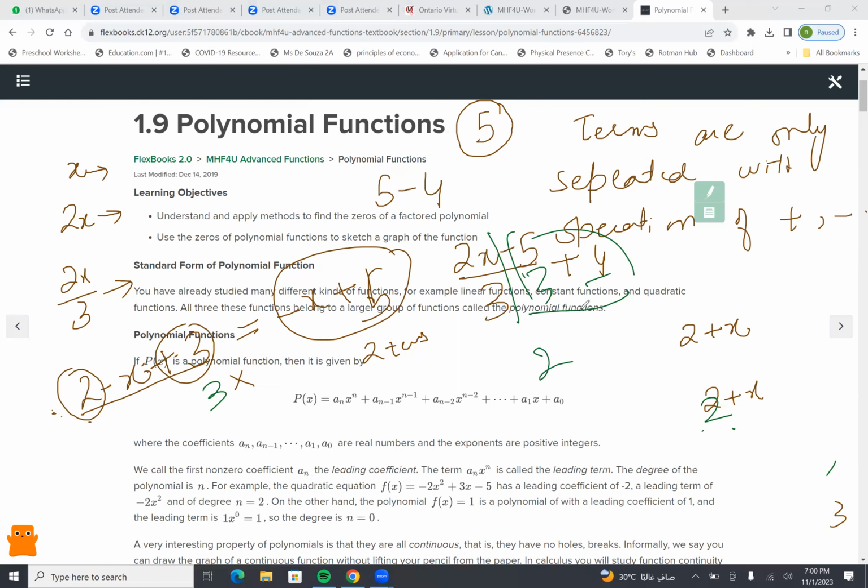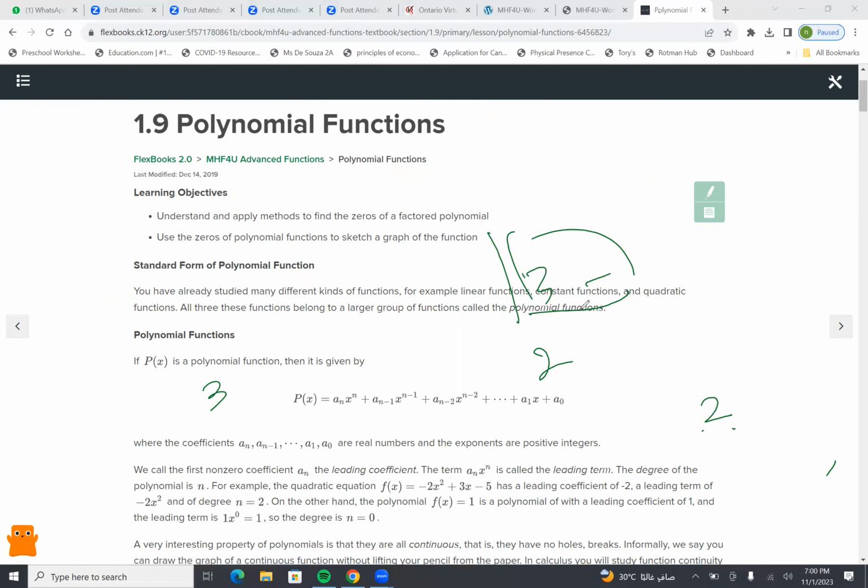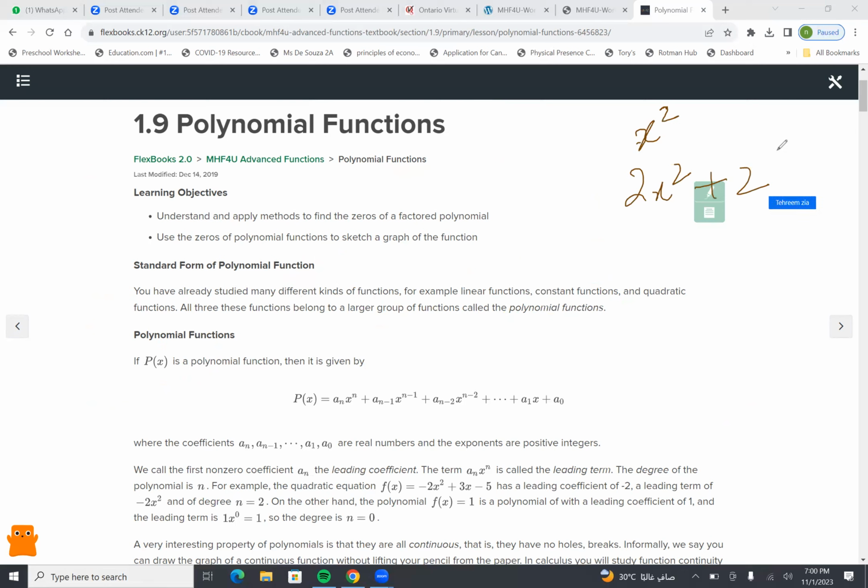Now I'm going to clear the board. Okay, so I have x square. How many terms? x square is 1 term. If it's 2x square, then again 1 term. Plus 2, 2 terms. Plus x, 3 terms. Plus y, 4 terms. Okay, so now you know what terms are.